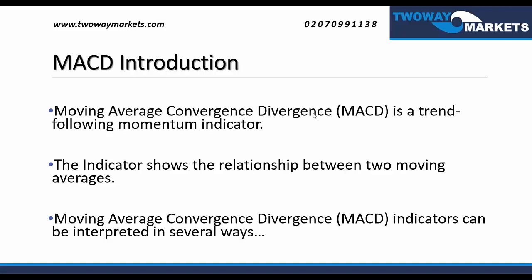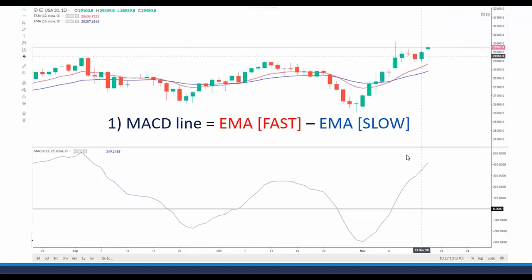Okay. Now, what does it look like? Essentially, there are three components which make up the MACD indicator as you would typically find it on a broker platform, and I'm going to go through each of those components step by step. The very first component is what's referred to as the MACD line itself.